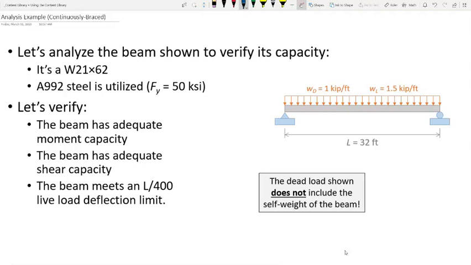Now a couple things about the W21 by 62. Let's put that over here. What is Zx for the W21 by 62? 144.